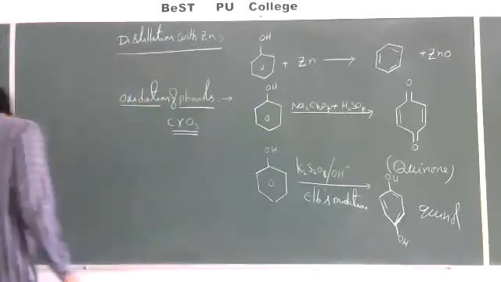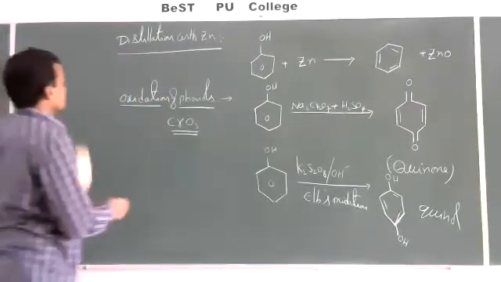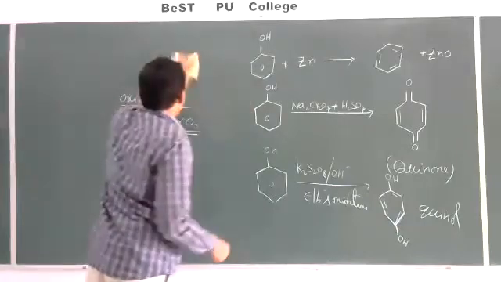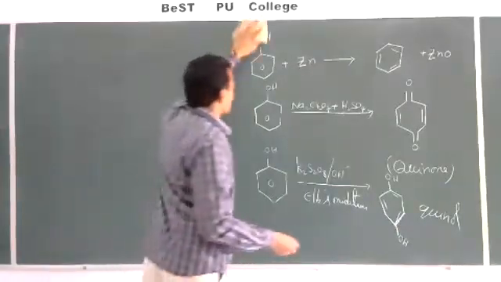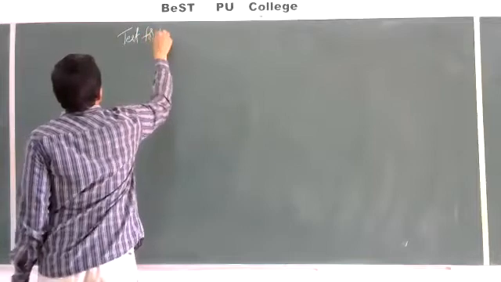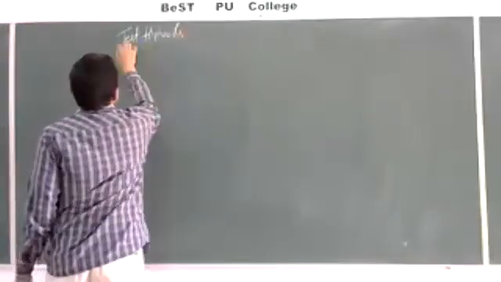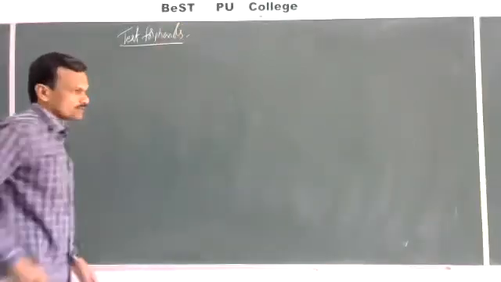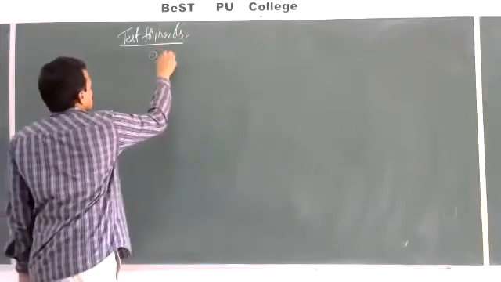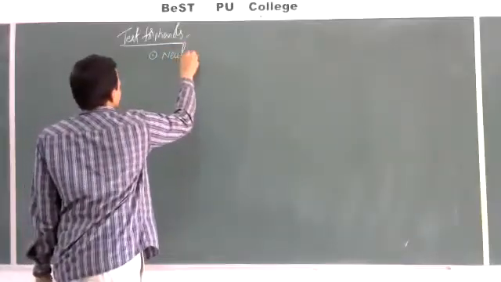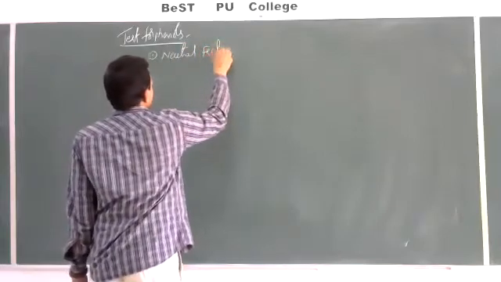Now let us see what the tests for phenols are. How to identify whether a given compound is a phenol or not. What are the different tests used in the laboratory for phenols? The first one is the neutral FeCl3 test.